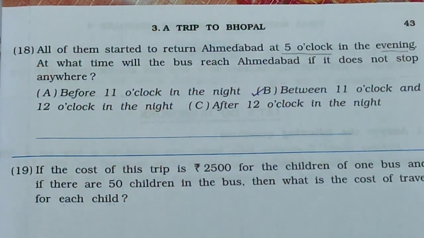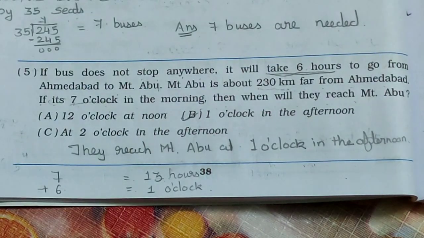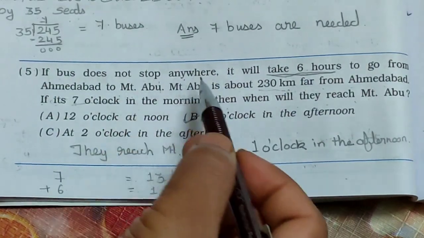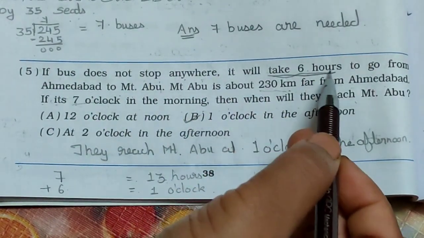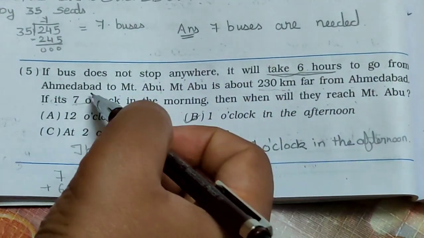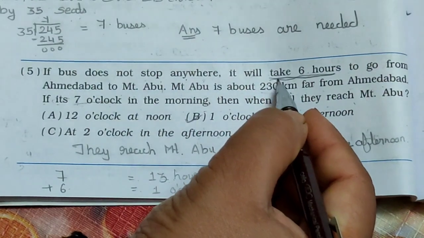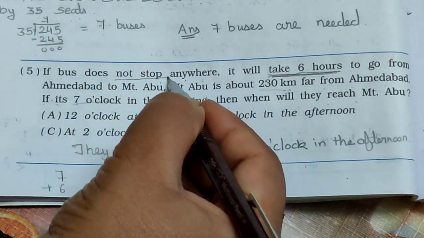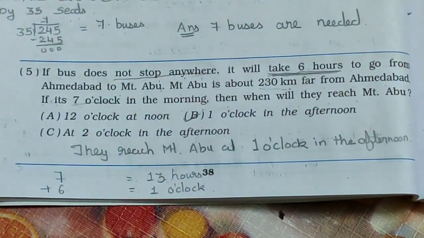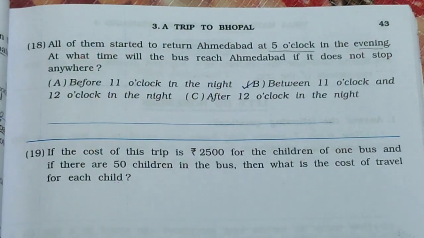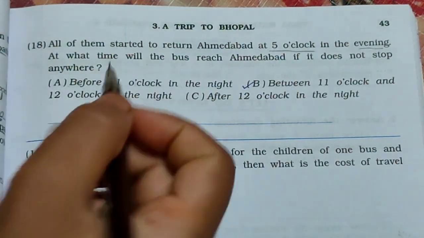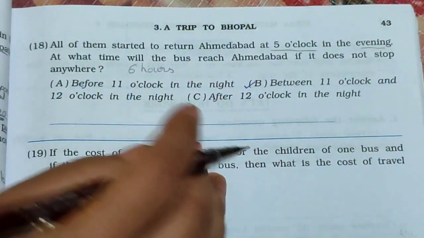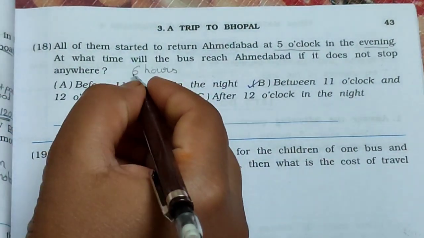In the previous sum, we have seen that if the bus does not stop anywhere, it will take 6 hours to go from Ahmedabad to Mount Abu. It means it takes 6 hours if it does not stop anywhere. So we understood that it takes 6 hours.